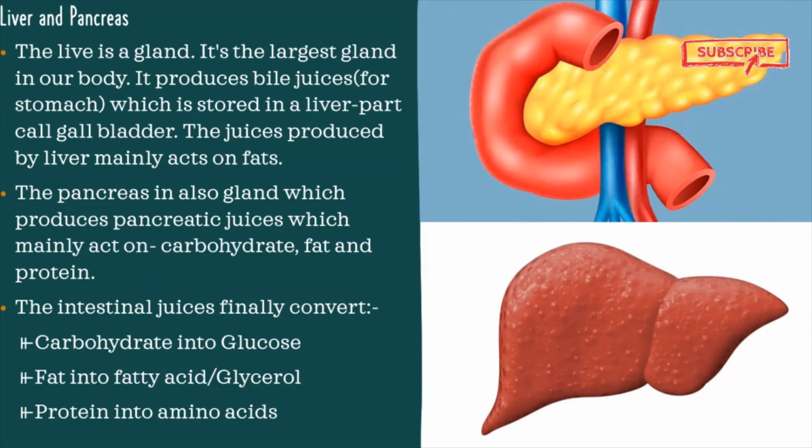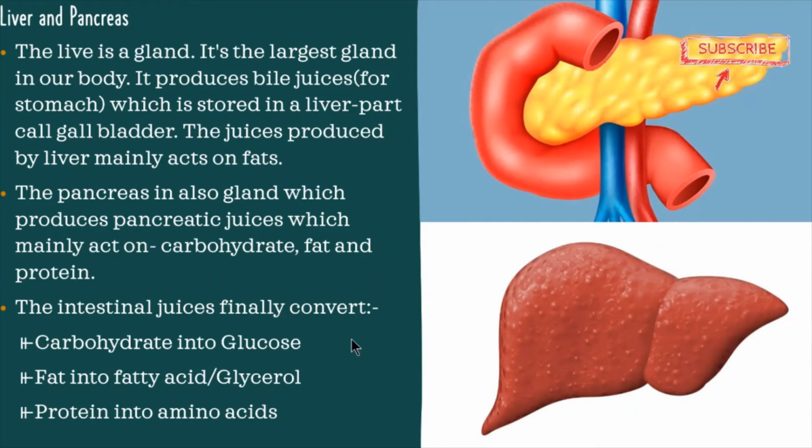The pancreas is also a gland which produces pancreatic juices. As I told in the earlier slide, I will tell you about the pancreatic juices. Here it is, which mainly acts on carbohydrate, fat and protein. So the pancreatic juices, the juices produced in the pancreas, act on carbohydrate, fat and protein.